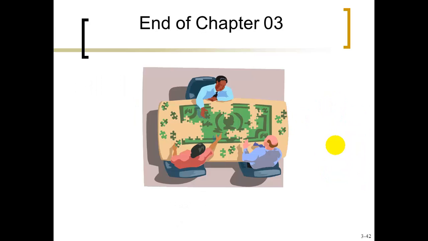Okay. So this is the end of chapter 3. Make sure you do your LearnSmart questions, your homework problems, and you definitely got to read the chapter to understand the material. If you don't read, it's going to be a wake-up call when you take the exam.